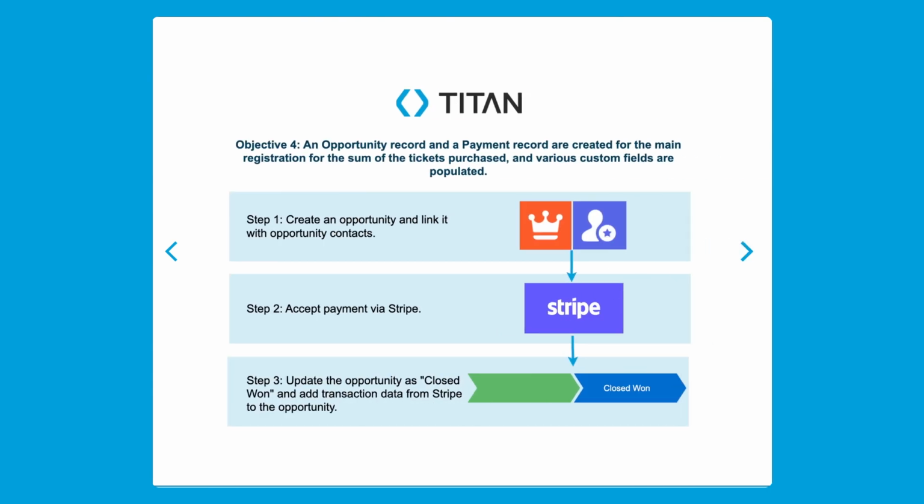Objective number 4. An opportunity record and a payment record are created for the main registration, for the summer tickets purchased, and various custom fields are populated. So in this scenario, we want the opportunity and we want to link it to the opportunity contacts in step 1. In step 2, we want to accept payment and we will use Stripe for this. And then in step 3, once the payment has been made successfully, we will update the opportunity as closed won and add transaction data from Stripe to the opportunity itself.